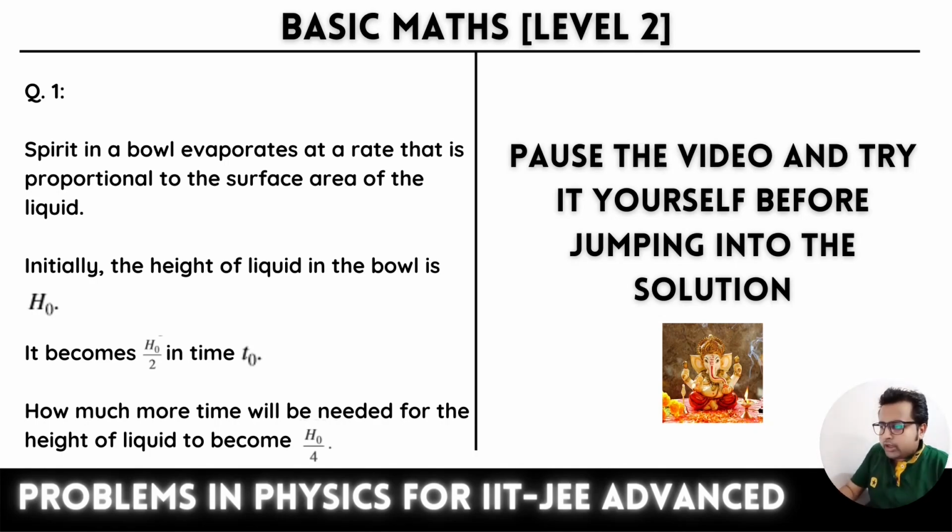It is also given that initially the height of the liquid in the bowl is h naught. And it becomes h naught by 2 in time t naught. It is obvious because liquid is evaporating, so height will decrease. Now they are asking how much more time will be needed for the height of liquid to become h naught by 4. So at time t naught, height is h naught by 2. Now they are asking at what time the height will become h naught by 4.